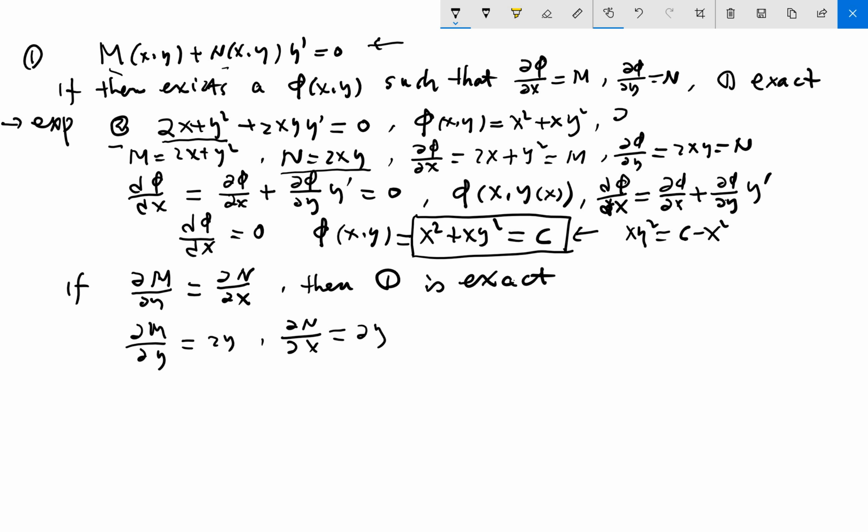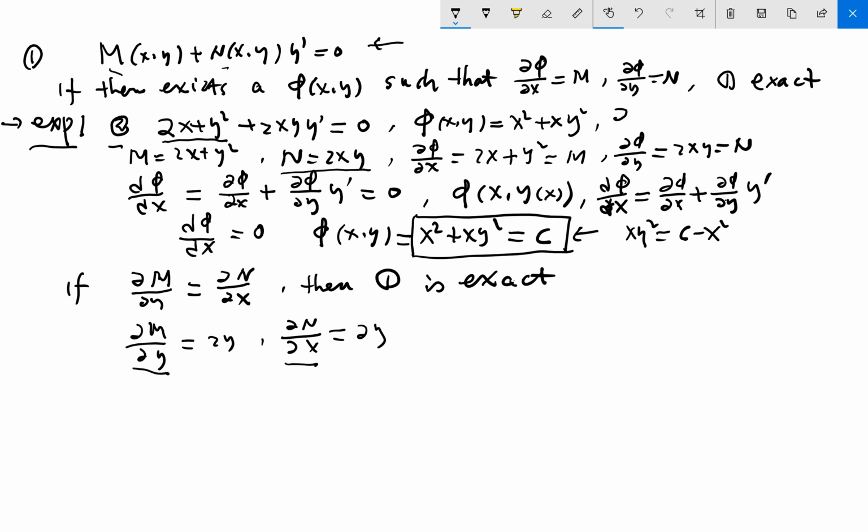Okay, now let's answer our third question. For a given exact equation, how do we solve it? Now, let's look at this example. Let's call this example 1. Example 1 is exact, right? Because the partial of M with respect to y and the partial of N with respect to x are equal. So for an exact equation like example 1, how do we solve it?